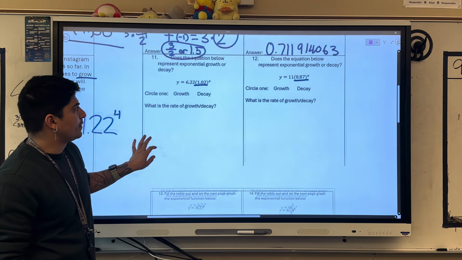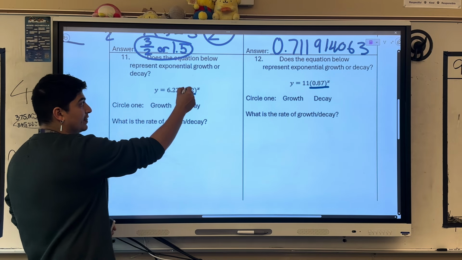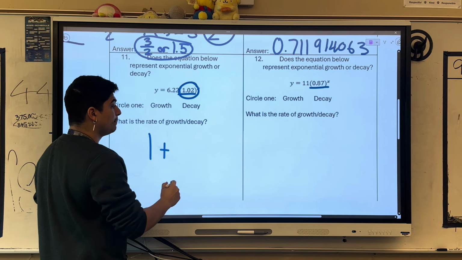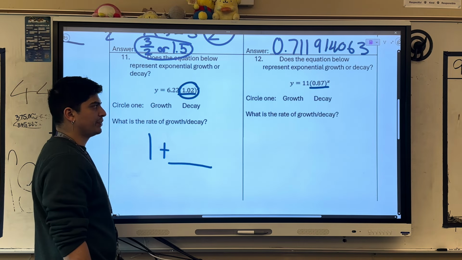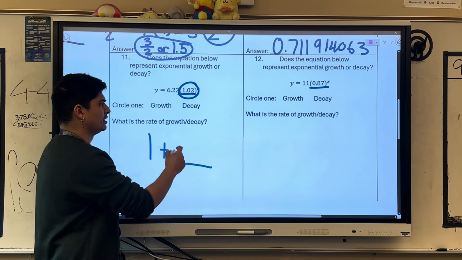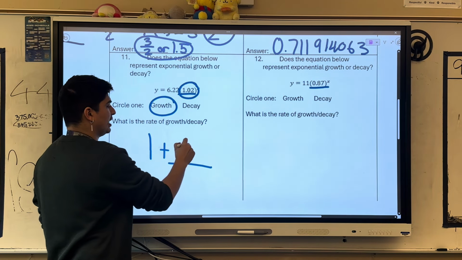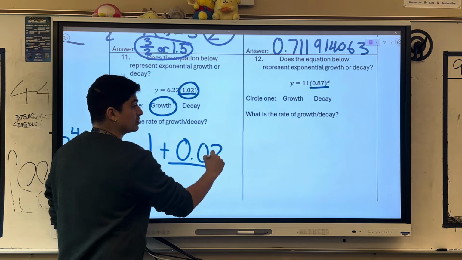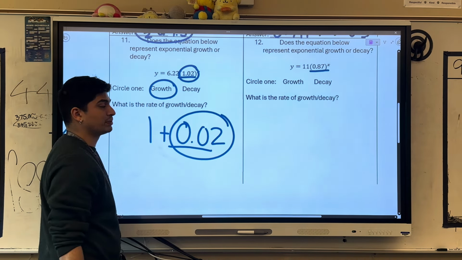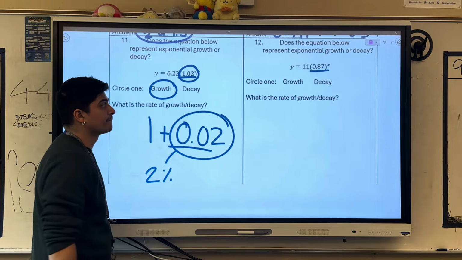So in this case, if I'm looking at these 2 numbers that I just underlined, I can see that this one must have been 1 plus something to get to 1.02, right? There's no way I've subtracted anything. So this one's a growth. This one's a growth because I know it's over 100%, and I end up adding 0.02. What is that as a percent? My rate is a growth of 2%.